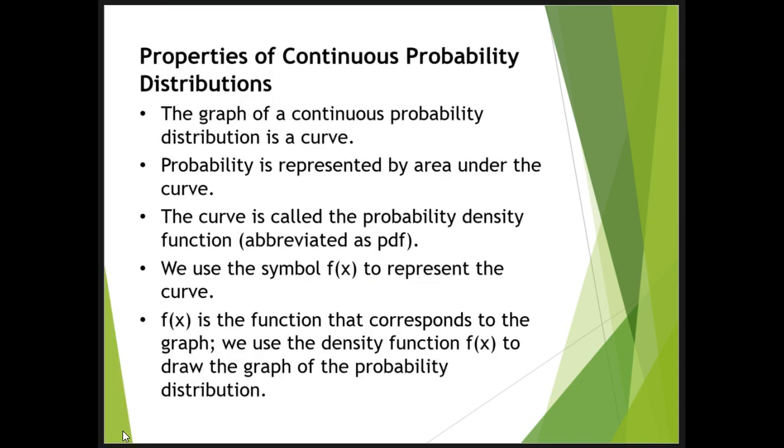Some of the properties of continuous probability distributions are that the graph is a curve. The probability is the area under the curve. The curve is called the PDF, probability density function. We use the symbol f(x) to represent the curve, and f(x) is the function that corresponds to the graph. And we use the density function f(x) to draw the graph of the probability distribution.